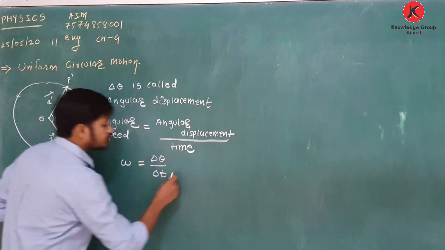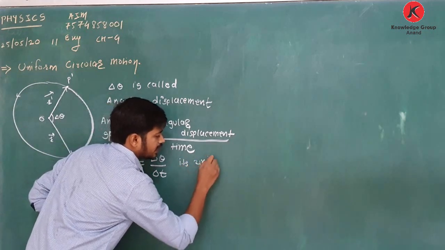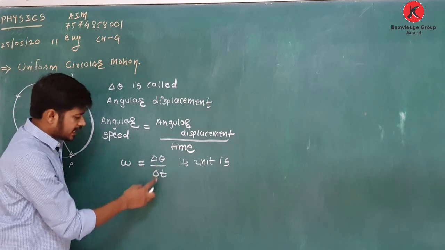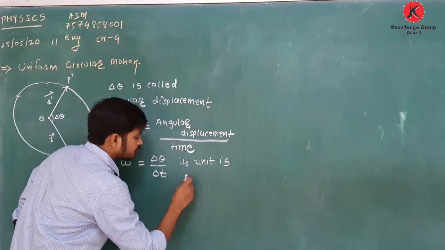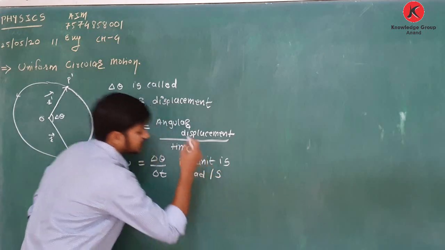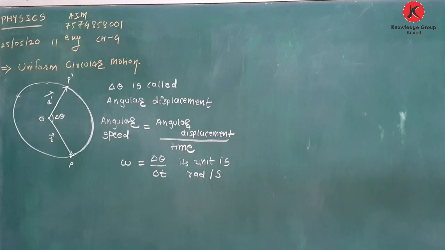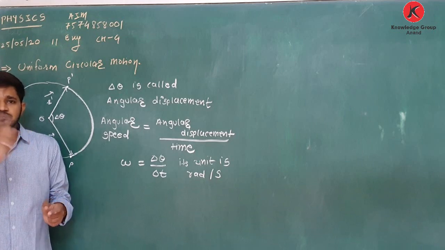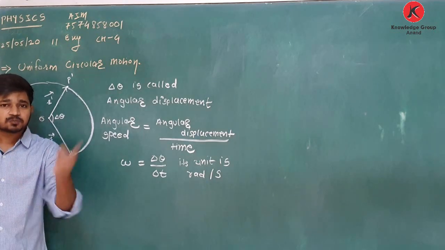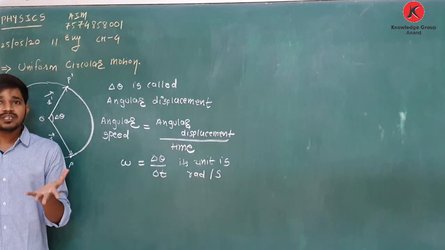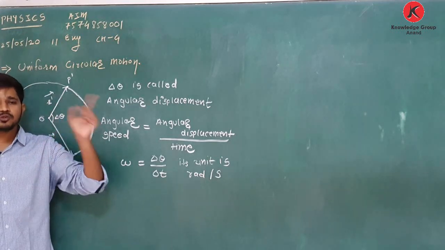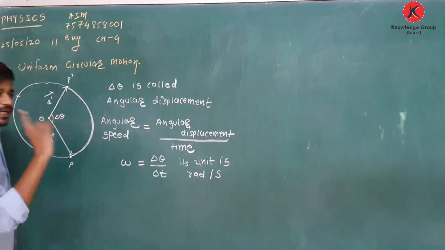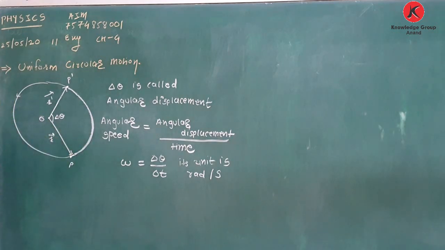And this omega, its unit is theta, meaning angle. Its SI unit is radian and time is second. So its unit is radian per second. Now what is the meaning of this angular speed, students? Angular speed means if any object is performing rotational motion, then with which speed it is performing rotational motion. In 1 second, how many revolutions does the object perform? Clear? So angular speed means the speed with which it changes its angular position.